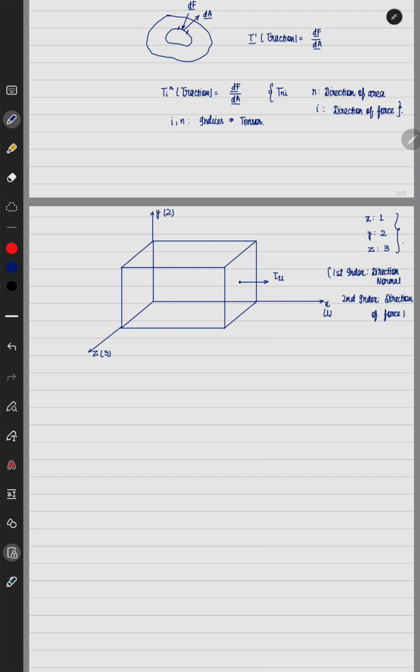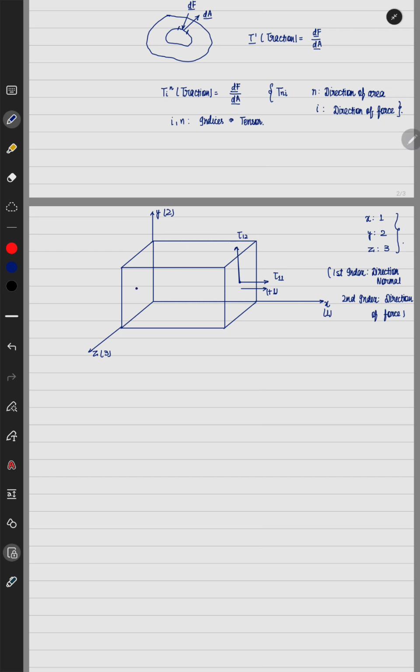Now for this particular force, suppose I want to write it, how do I write this? The area on which this force is acting is oriented along the positive 1 direction. So this force is acting on the positive 1 direction area, so tau 1, and the direction of force is along y, so the second index will be 2. In this way I can write the direction of the shear stress or the stresses acting on the different surfaces.